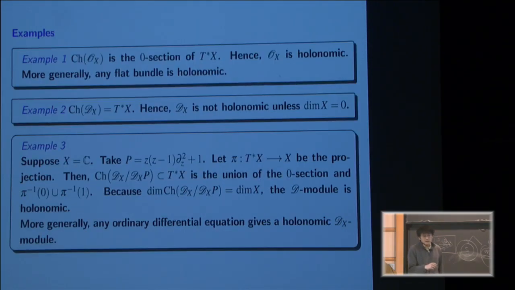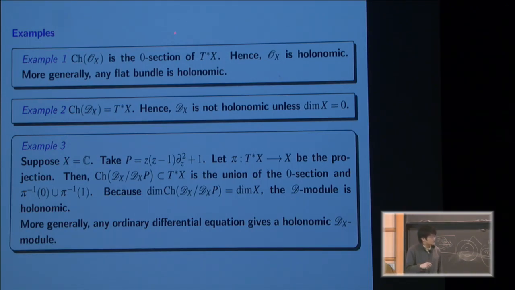So let me mention some easy examples. The characteristic variety of the structure sheaf is the zero section of the cotangent bundle. So the structure sheaf is holonomic. And more generally, any flat bundle is holonomic.